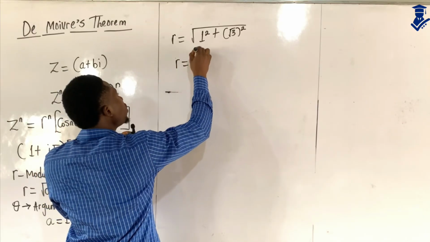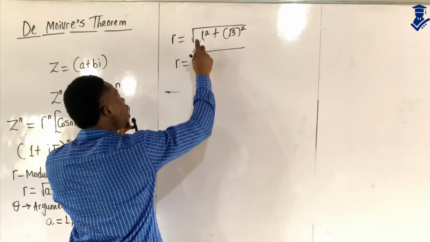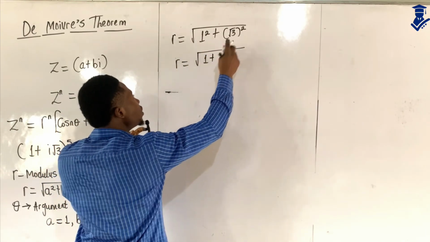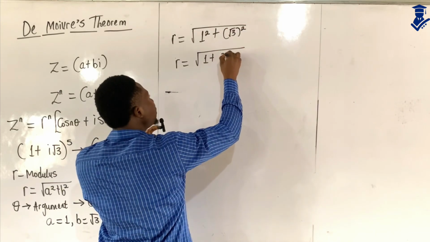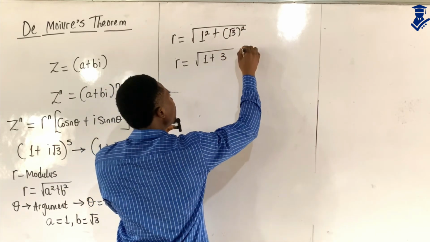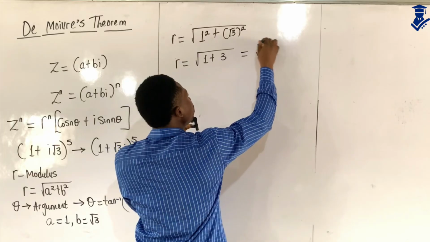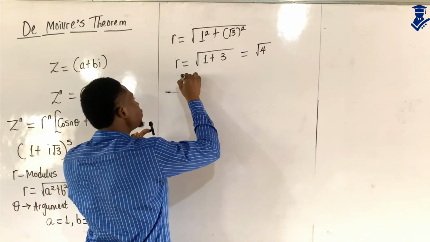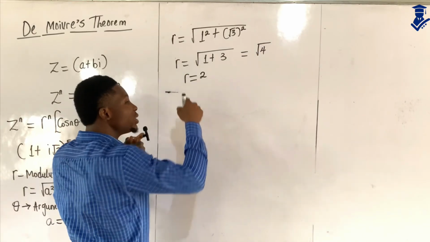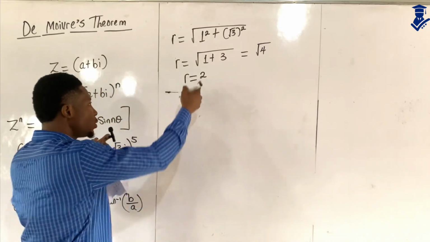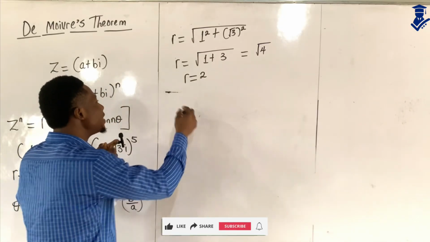So r is going to be equal to square root of 1 squared, which gives us 1, plus the square cancels the square root here, you have 3. So this is going to be equal to 1 plus 3, which gives us 4, and square root of 4 gives us 2. So our r, which is our modulus, is equal to 2. Now let's find our argument.